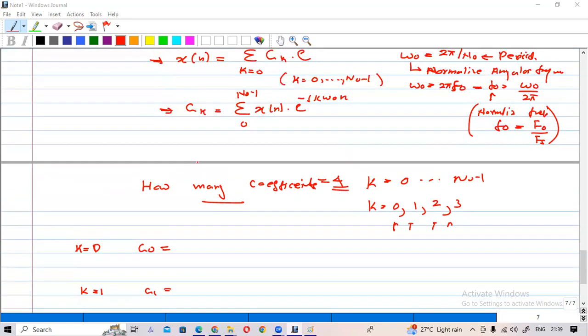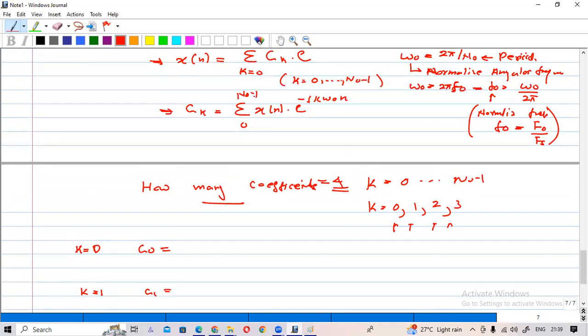So you have to use this identity: C_k, summed from 0 to N naught minus 1, x[n] e to the power j k omega naught n. Remember that the integration is with t, time. So here the summation should be in the n domain. The time is identical to n in discrete time. So here it is k, here it is n. So you have to use this identity, and C naught you can easily calculate.